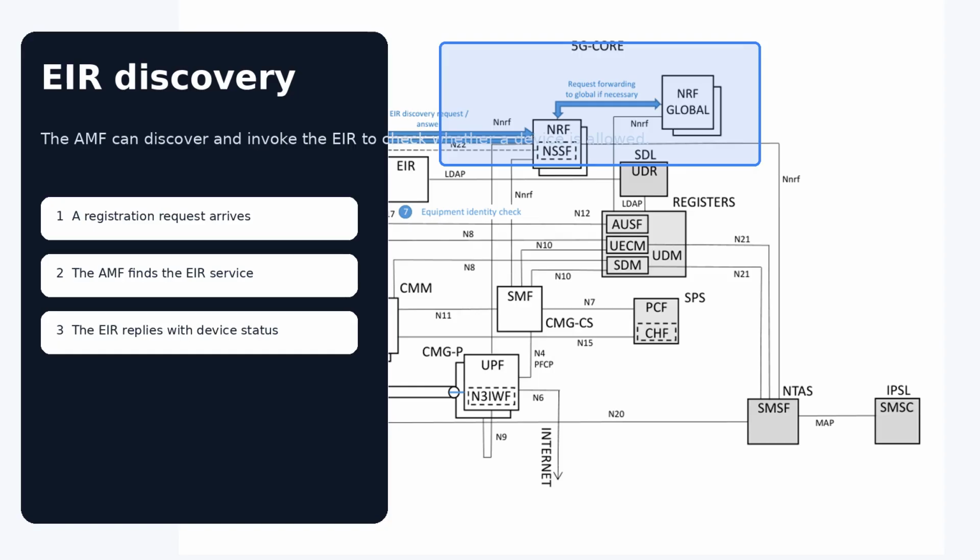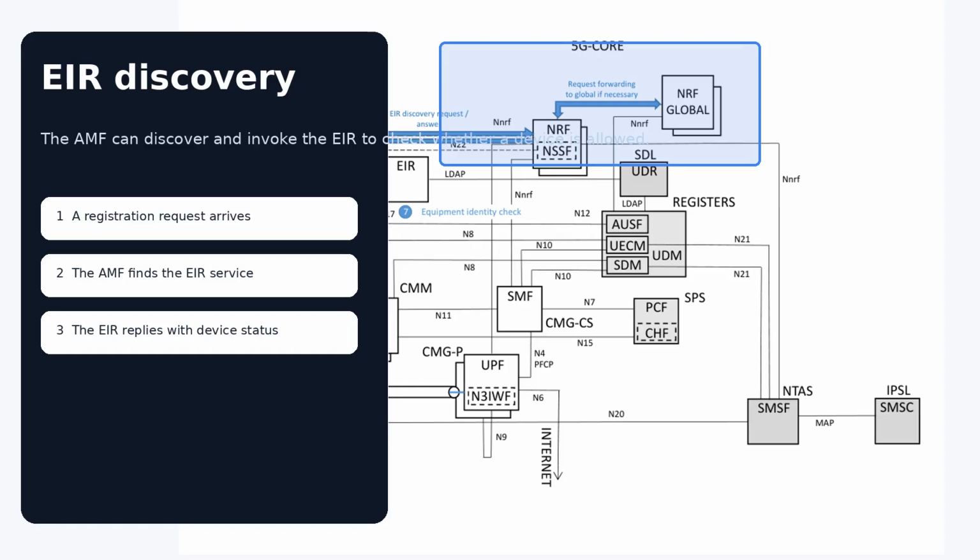The page we are studying shows two related paths. One is the equipment identity check itself, AMF to EIR and back. The other is service discovery for that EIR function in the 5G service-based architecture. AMF may first find the right service through the NRF, and in some deployments even through a global NRF. So this is not just a single API call. It is a small control plane journey.